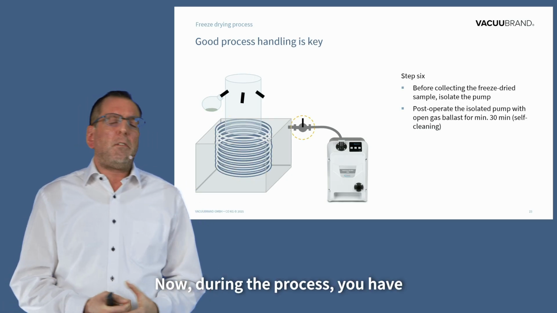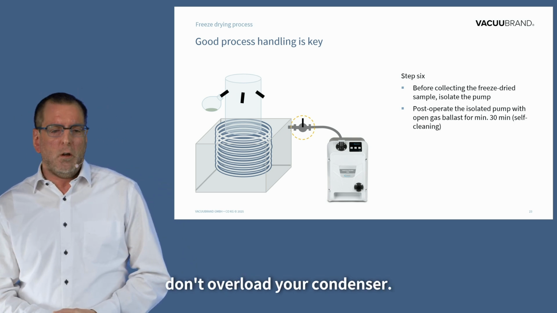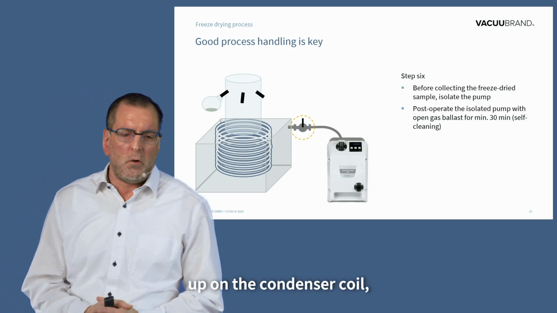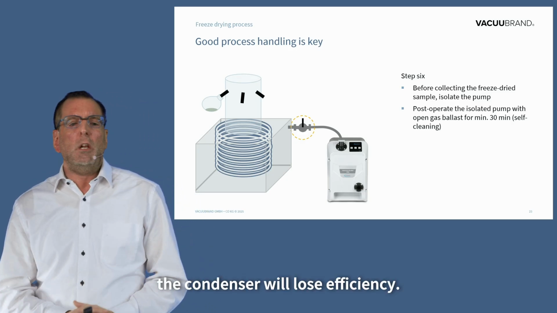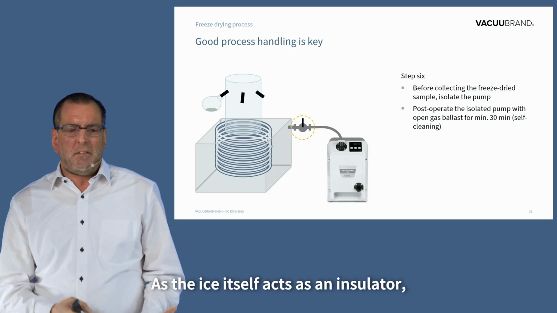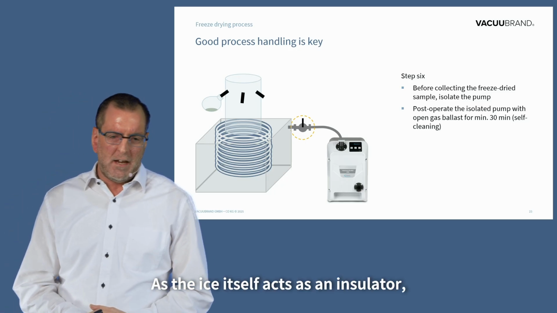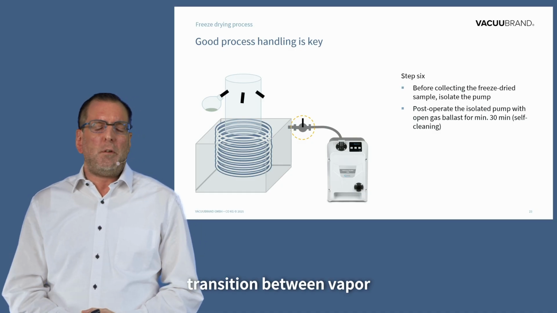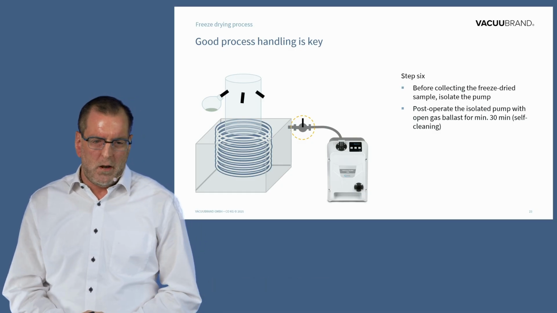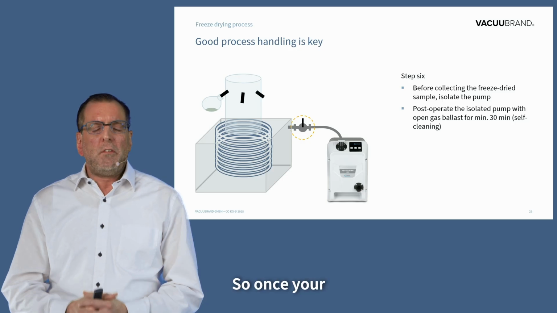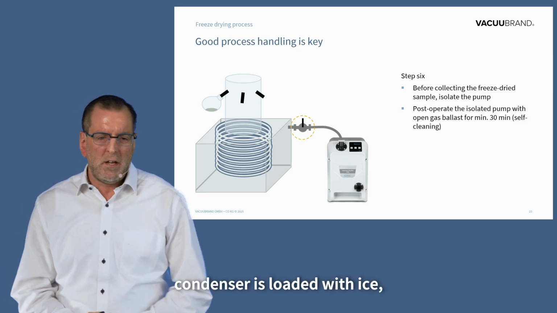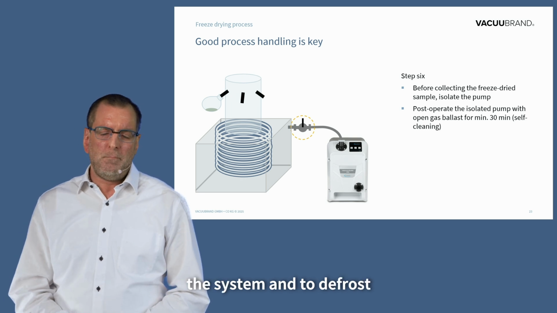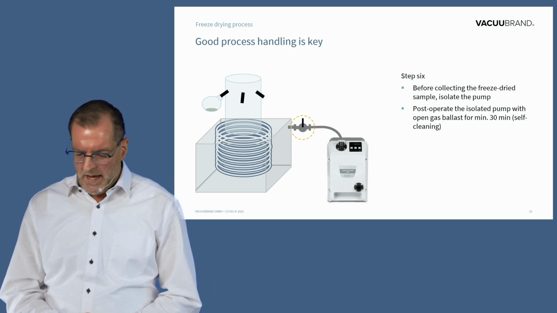Now, during the process, you have to pay attention that you don't overload your condenser. Because as ice is building up on the condenser coil, the condenser will lose efficiency, as the ice itself acts as an insulator and it limits the heat transition between vapor and condenser coil. So once your condenser is loaded with ice, it is time to shut down the system and to defrost and clean it.